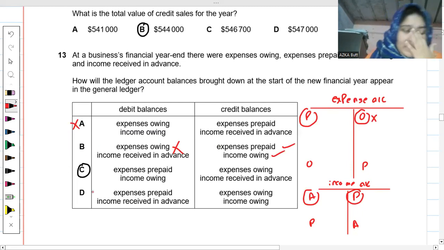So in option C, expenses prepaid, yes, this is the right option. Income owing, this is the right option. Expenses owing, this is the right option. Income received in advance, this is the right option. So yes, option C is the right option.